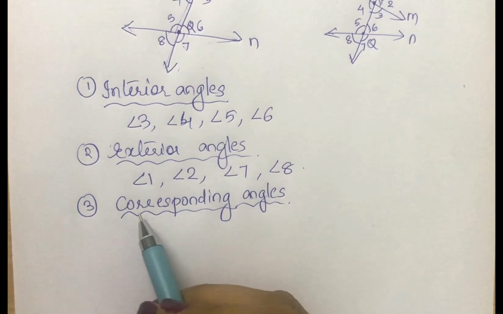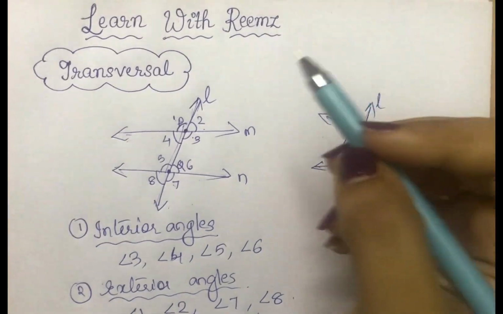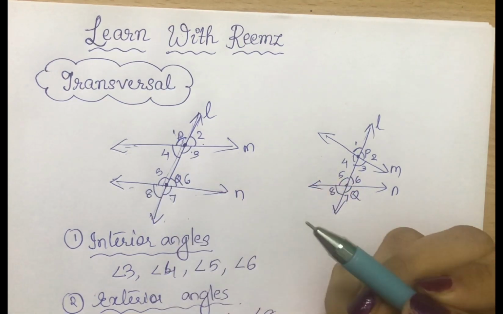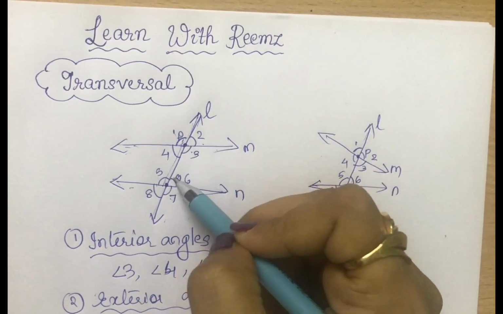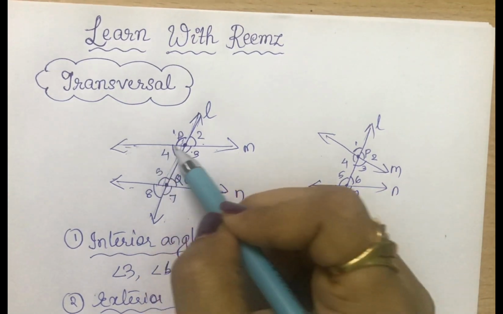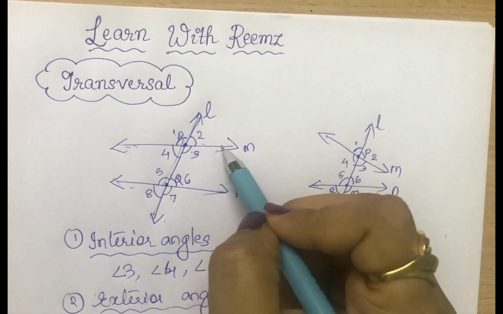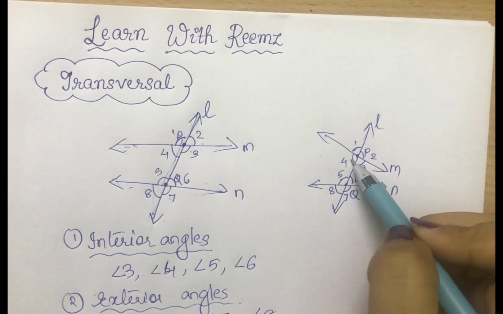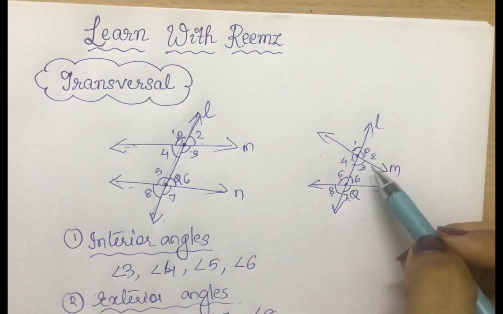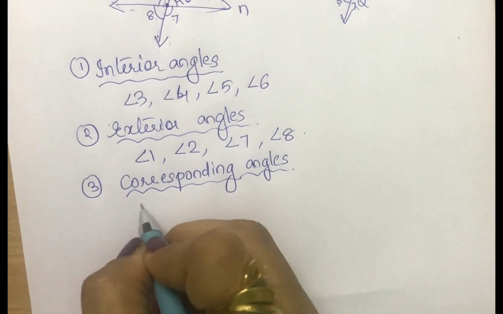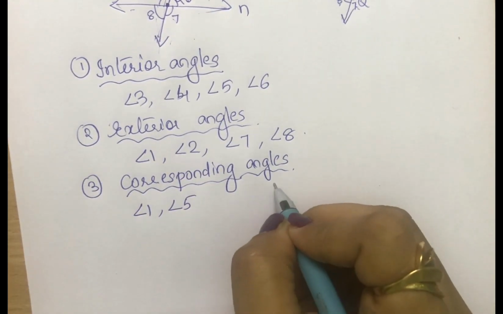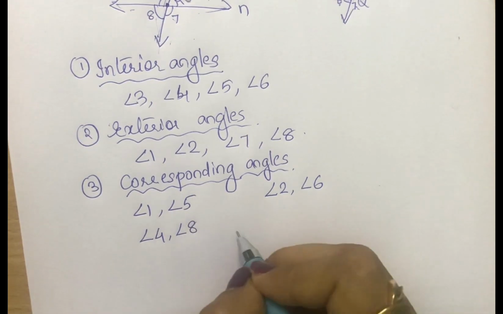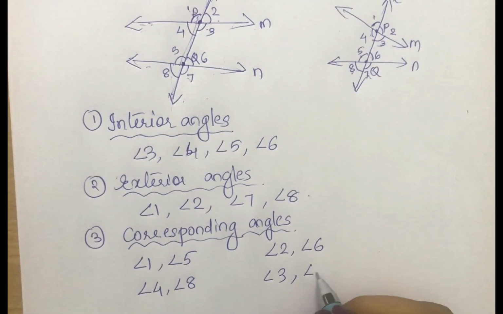The next angles formed are corresponding angles. So what are the corresponding angles here? Corresponding angles mean angle 1 and angle 5, angle 2 and angle 6, angle 4 and angle 8, angle 3 and angle 7. So these are the corresponding angles: 1 and 5, 2 and 6, angle 4 and angle 8, angle 3 and angle 7.